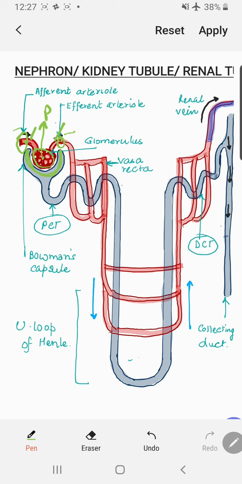And that's why it is in the form of a tuft. Tuft of capillaries, right? Then you can see that when the blood goes off, by this time you must have understood at least this much: the blood entering the glomerulus has a high concentration of urea, and the blood going out of the glomerulus has a low concentration of urea, because here urea is actually filtered, right?